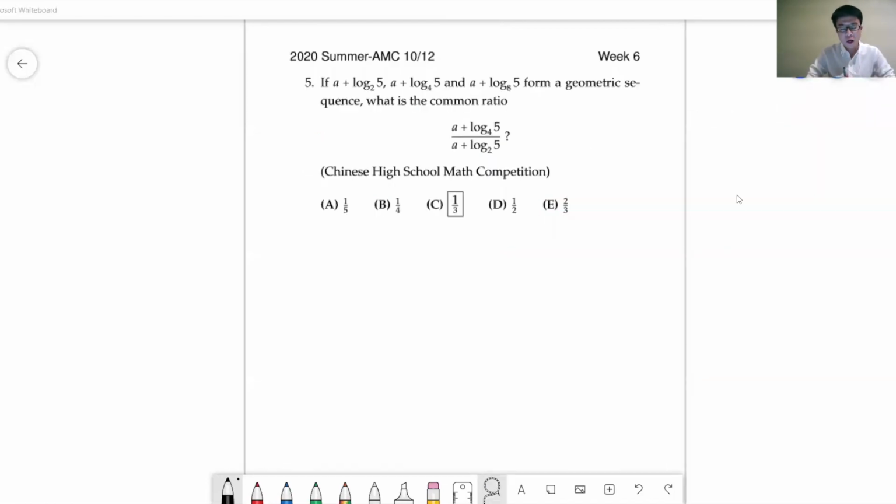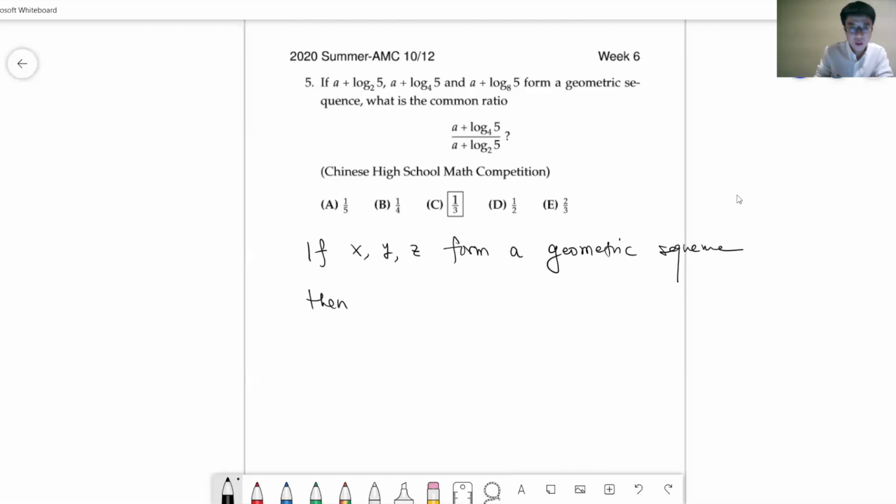Right, let's do problem 5. So we have these three numbers form a geometric sequence, and we need to find the common ratio. All right, so here let me claim a statement. If X, Y, Z form a geometric sequence, then we have the common ratio equals Y over X, but it's also equal to Z over Y.